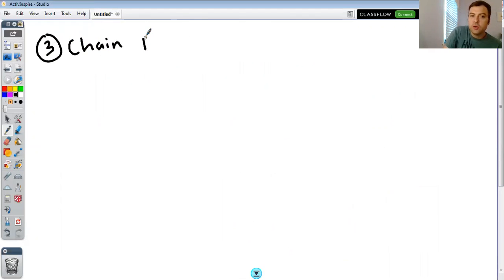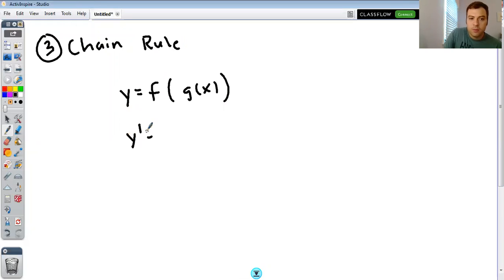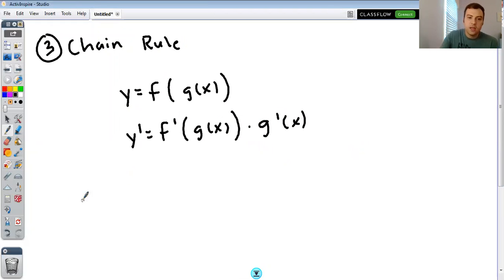And if you remember, the chain rule is used when there is composition of functions. So if y is equal to f of g of x, y prime is equal to f prime of g of x multiplied by g prime of x, the derivative of the inside. I want to do two problems with this one.